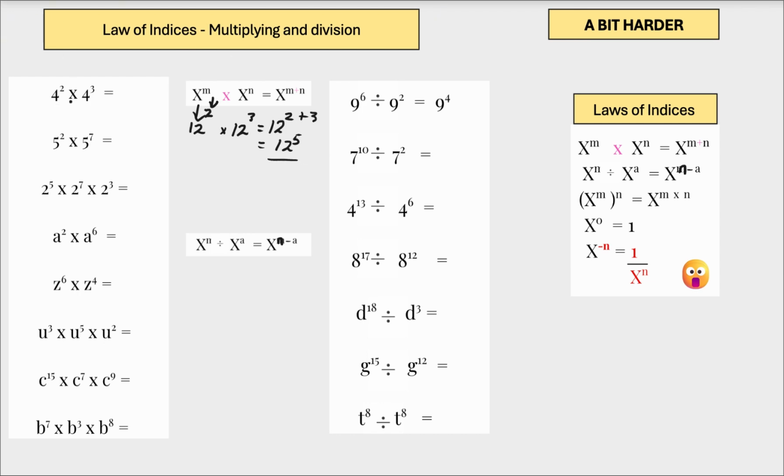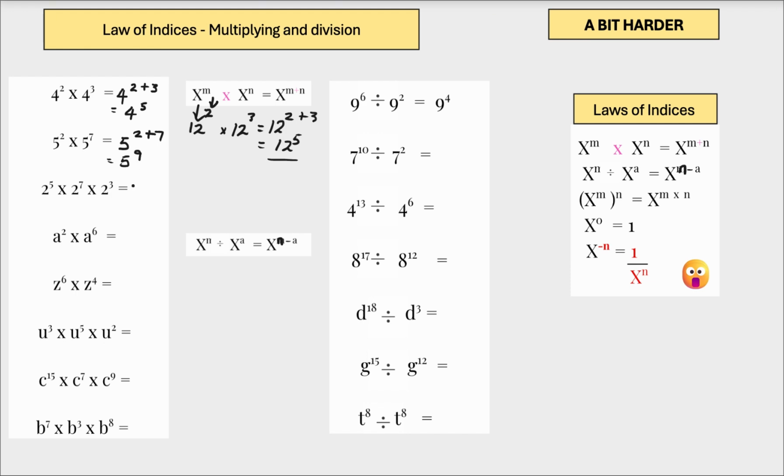So let's go on to this one. 4 times 4, 4 to the power of 2, 4 to the power of 3. So we know that our base is 4, and we know we have to add our powers. So the answer is 4 to the power of 5. Next, we know our base stays the same, and we're going to add the powers, 2 plus 7, 8, 9. There's your answer.